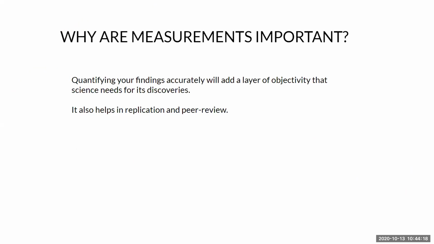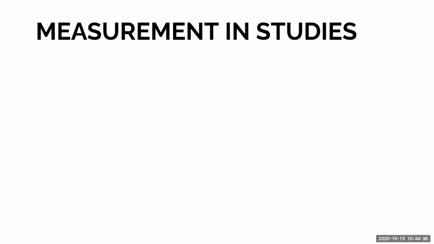Now, secondly, we're going to go over how important measurements are. So in science, quantifying your findings accurately will add a layer of objectivity that science needs for its new discoveries. Also, having accurate measurements also helps in replication of your research and peer review, which will help the credibility of your work. So there are different types of measurements.